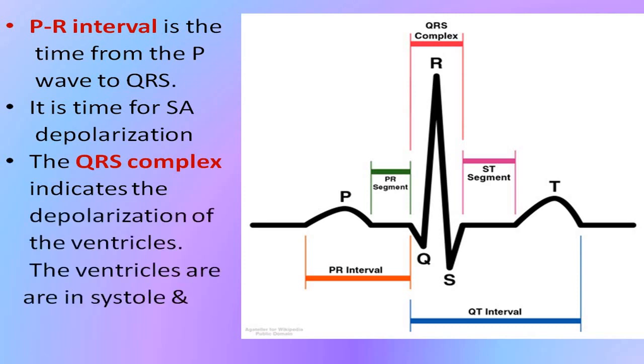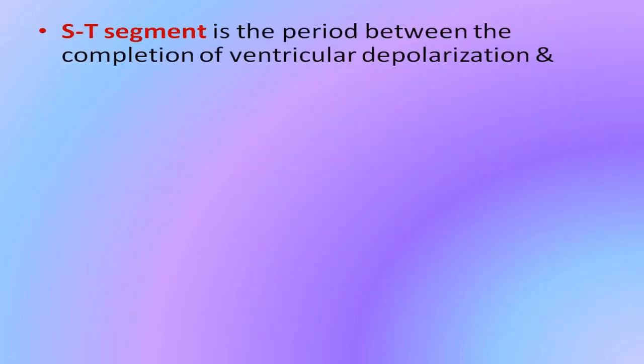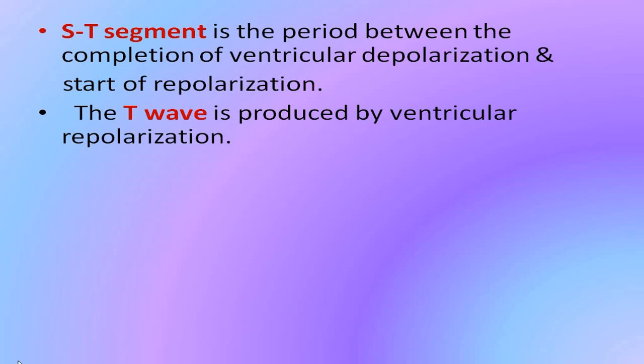This is the time when the ventricles are in systole, or they start contraction, and the blood is ejected out through aorta, then arteries, arterioles, and then to capillaries, to all parts of the body. ST segment is the period between the completion of ventricular depolarization and the start of the ventricular repolarization. So T wave is produced by ventricular repolarization, or when the ventricles are relaxing.